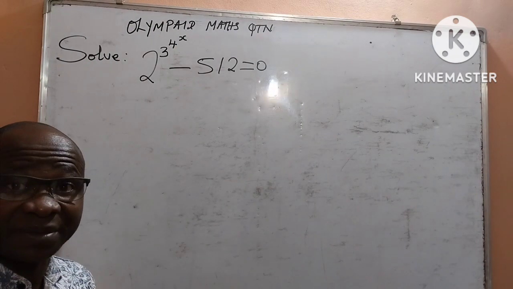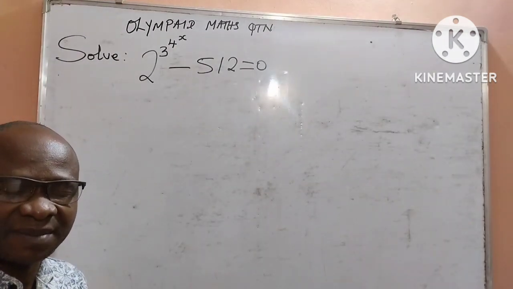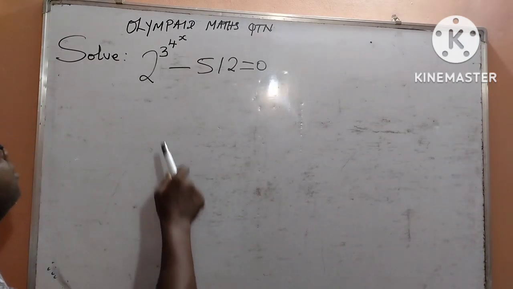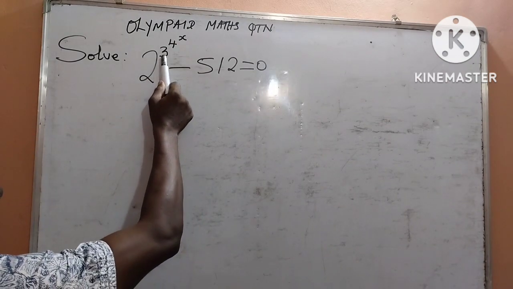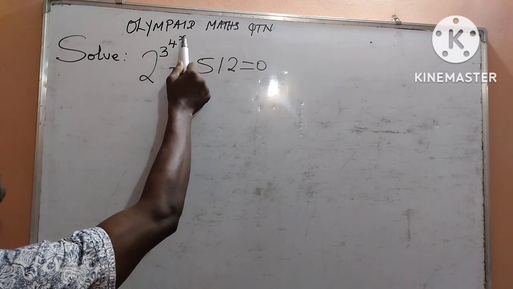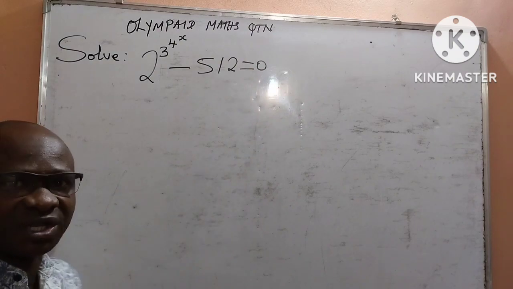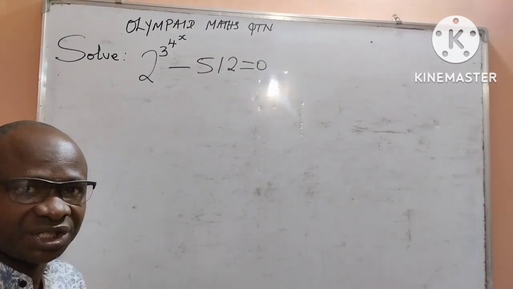In today's class, we shall be solving an Olympiad mathematics question as it is written on the board: 2 to the power of 3 to the power of 4 to the power of x, minus 512, equal to 0. Please watch till the end.